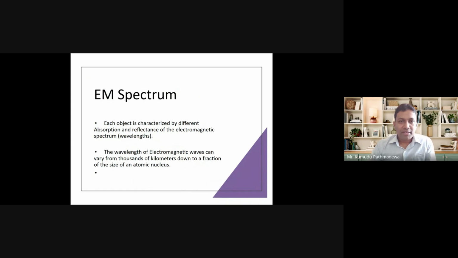The electromagnetic spectrum is the full range of electromagnetic radiation, from radio waves with a very long wavelength to gamma rays with extremely short wavelengths. Every object reflects or absorbs energy differently across this spectrum, and that unique pattern helps us identify materials remotely.